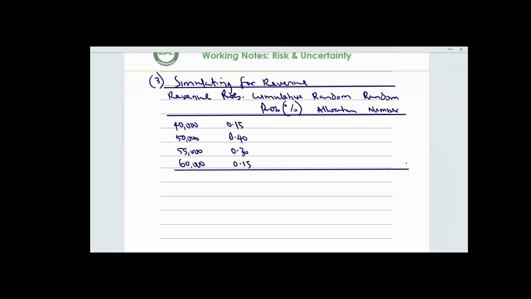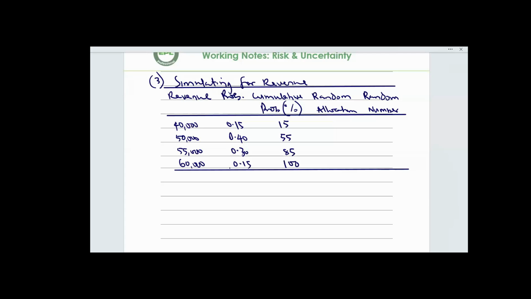So we need to find the cumulative of probability in percentage. The first probability is 15, so here will be 15. 15 plus 40 will give us 55. 55 plus 30 will give us 85. 85 plus 15 will give us 100.